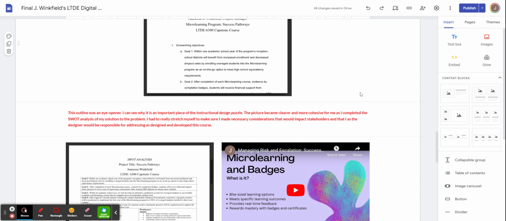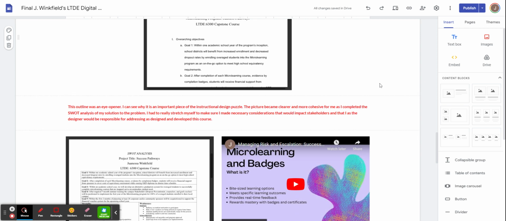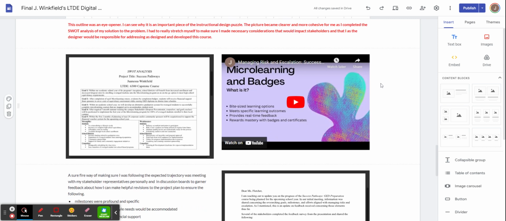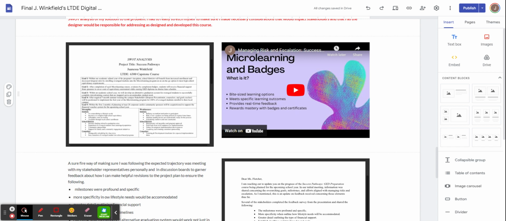This outline was really an eye opener, and I could see why it's an important piece of the instructional design puzzle. The picture became clearer and more cohesive for me as I completed the SWOT analysis of my solution to the problem. I had to really stretch myself to make sure that I had the necessary considerations that would impact stakeholders and that I would be the designer. I, as the designer, would be responsible for addressing and making sure I designed and developed the course appropriately.